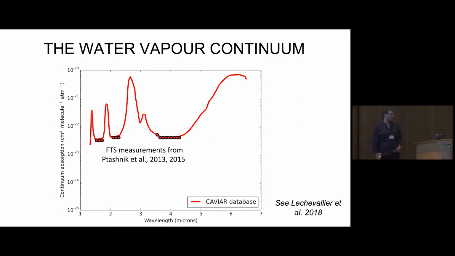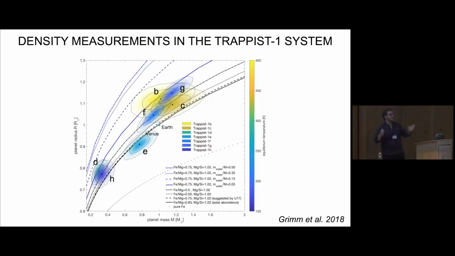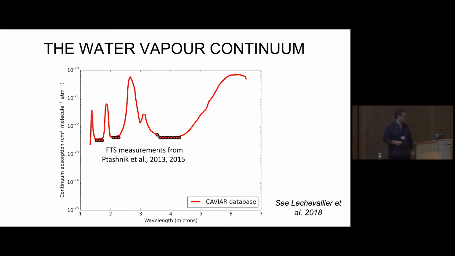But actually, it was shown later, using a much more precise experiment using what we call CRDS, or cavity ring-down spectroscopy measurements, that are much more sensitive to much lower absorptions, that the data points that were measured in the CAVIAR experiments were probably biased by either a wrong calibration or stuff like water vapor condensing on the walls of the box of the experiment.